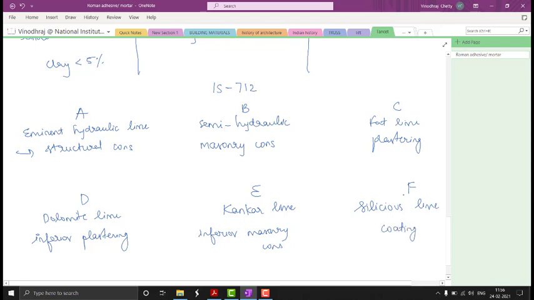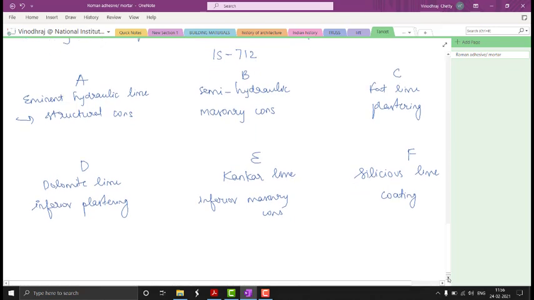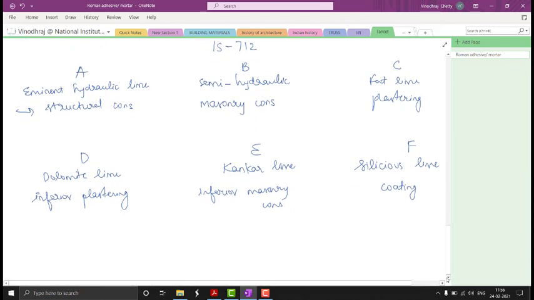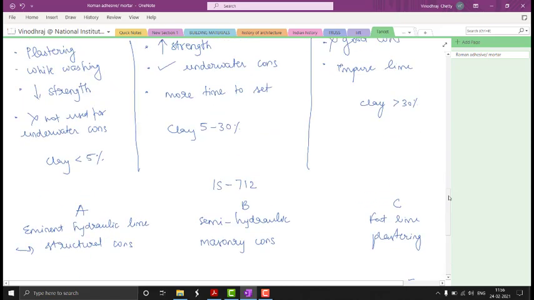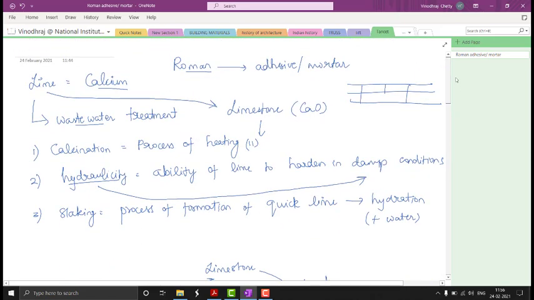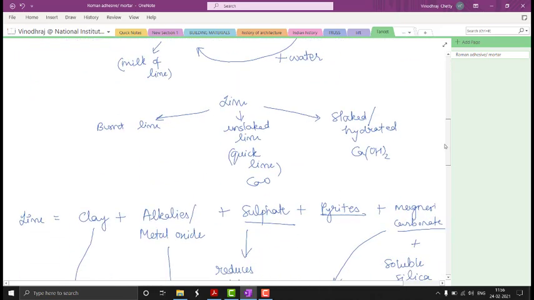So there are 6 classes: A, B, C, D, E, F. A is eminently hydraulic, used for structural. B is semi-hydraulic, used for masonry. C is fat lime for plastering. D is dolomite lime for inferior plastering. E is concur lime, inferior masonry construction, and F is siliceous lime, used for coating. So guys, this was all about lime. Okay, so you can just go through.